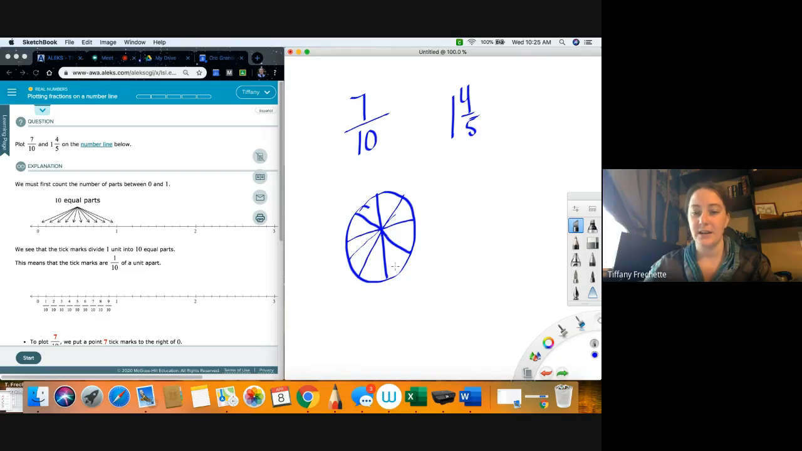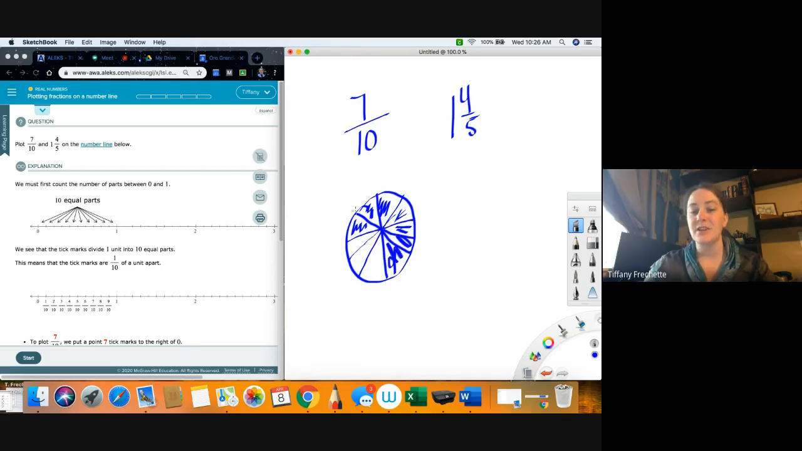Let's see. I'm going to divide this one instead. I'm going to go like this. Still not super even pieces. Some of those are skinnier and some are bigger. Pretend like they're all the same size pieces. I'm just not the greatest at drawing a circle in this program. So here are my 10 pieces. And I have 7. So I have 1, 2, 3, 4, 5, 6, 7.